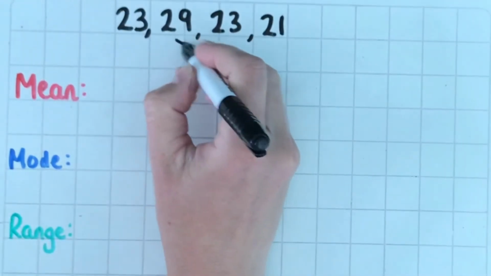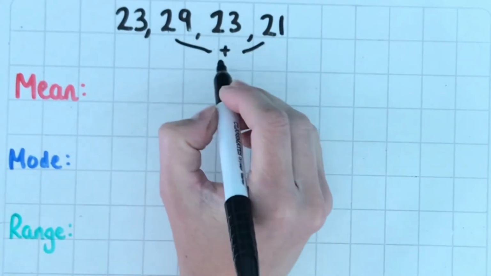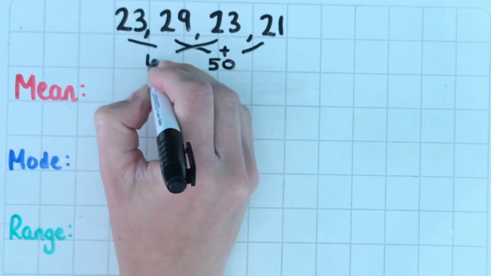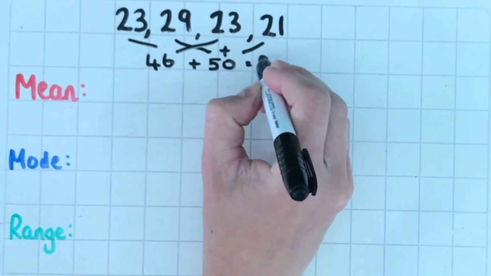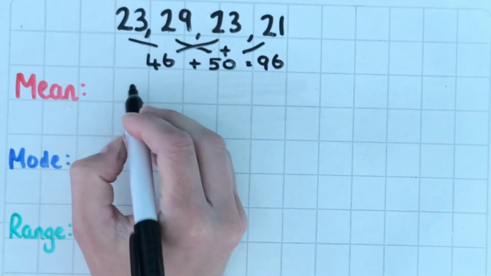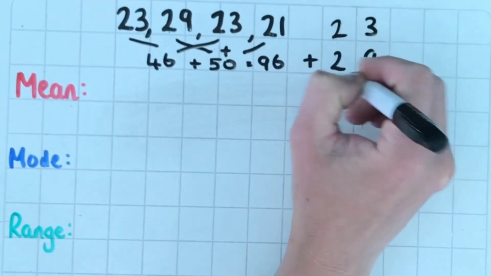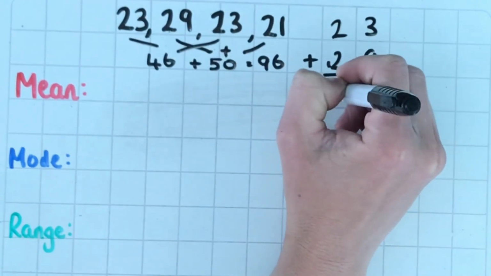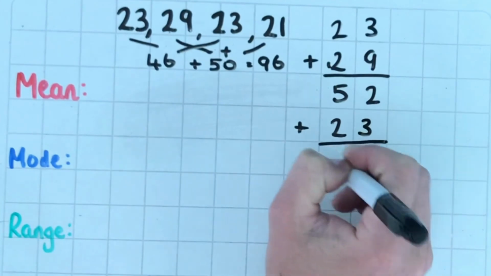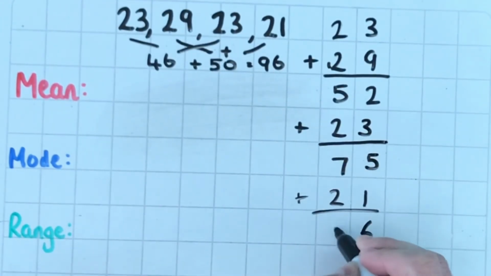Okay, so you could do 29 plus 21. Okay, so 20 plus 20 is 40. 9 plus 1 is 10, so that would give you 50. 23 plus 23 is 46. Add those 2 together, that gives you 96. Okay, or if you wanted to use your formal method, you could do 23 plus 29. Okay, gives you 52. And then add on the other 23, gives you 75, and then add on your last 21. Okay, gives you 96.